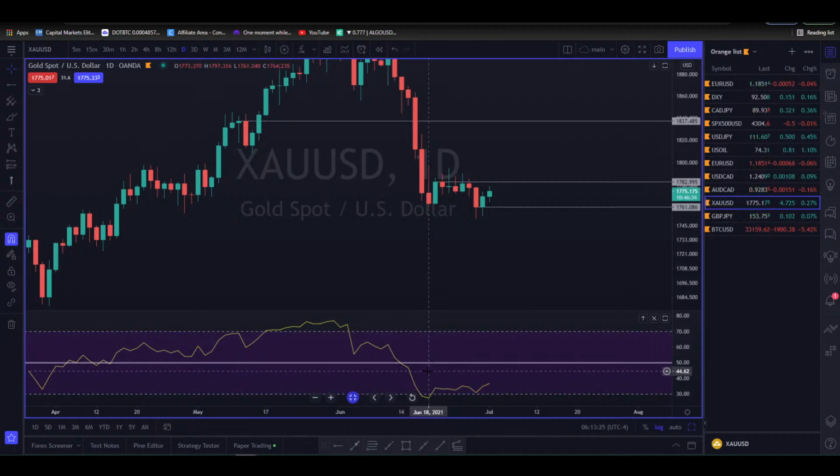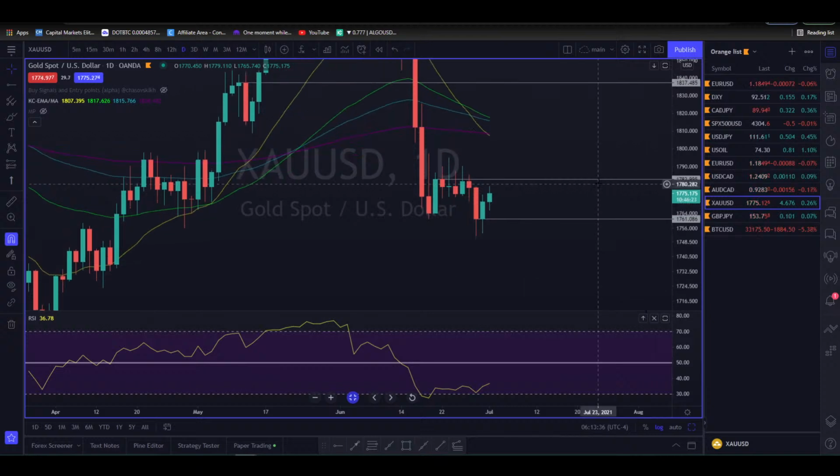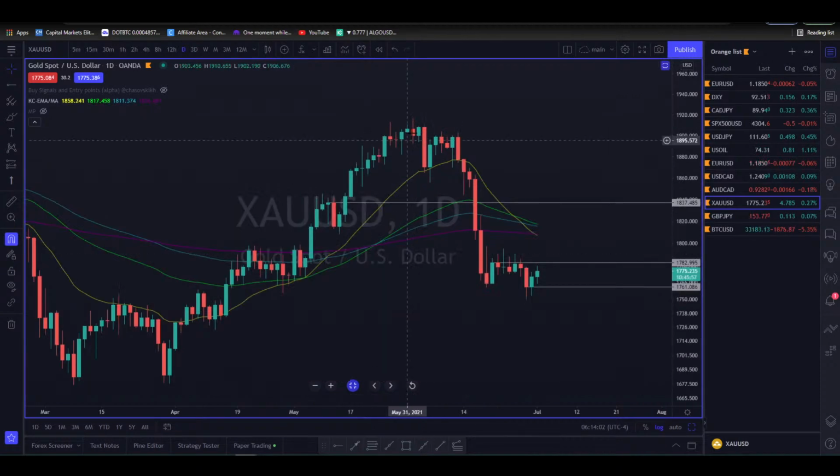RSI: anything below 50 is bearish control, anything above 50 is bullish control. Bears are in control. Where are your EMAs? EMAs are up here. You got your 21 crossing your 200. It's not extremely bearish, but see here, you just got a bull cross on gold not too long ago. Right there, May 21st, 2021. There's your golden cross. When your 50 EMA crosses above your 200 EMA, that's your bullish golden cross, right? So people are getting extremely bullish on gold. That's why we were looking for a retest of that level.